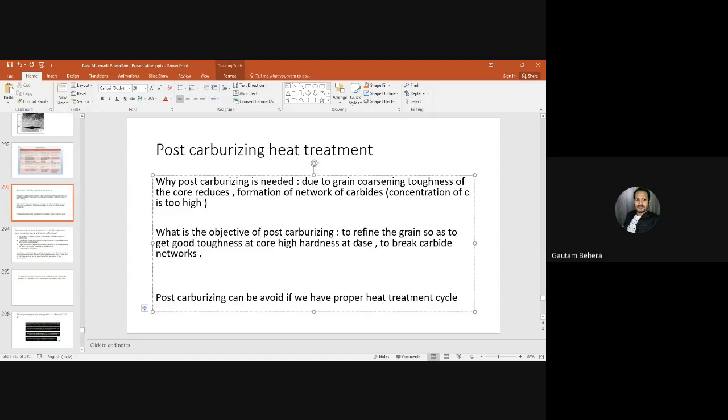But we will not discuss the post carburizing. You can go through the textbook, what we basically do in the post carburizing heat treatment. Since it's not so important, I am not discussing it, but still you can go through that. Instead of doing so many things, like doing carburizing and then post carburizing, better we should find a way so that we can achieve good toughness at the core and high hardness or wear resistance at the surface or at the case, right?